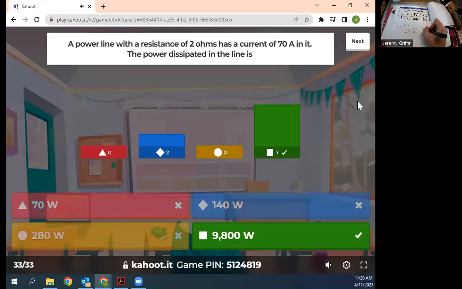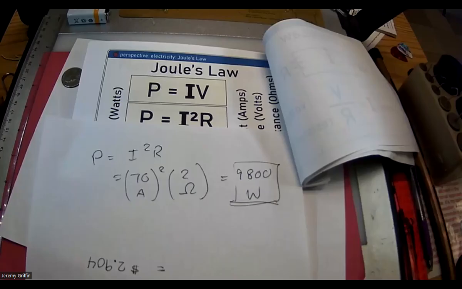Should be 9,800 watts. Oh yeah, that's what you guys got. 9,800 watts. So flip the screen real fast. You guys can see exactly what I did. I just did current squared times resistance. That also tells you power.